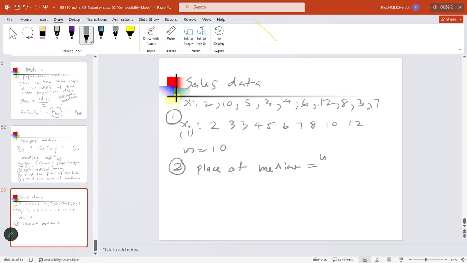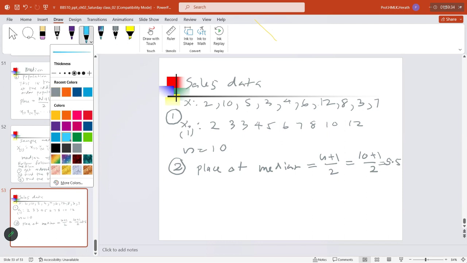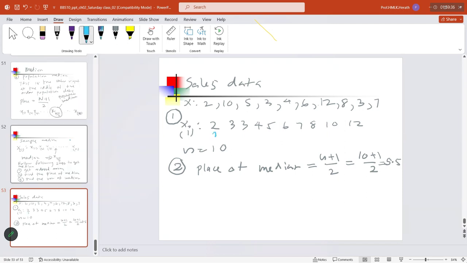Median equals (n plus 1) divided by 2, that equals 10 plus 1 divided by 2. So this is the 5.5th place. Right? Now, look at this. The first value, second value, third value, fourth value, fifth value, and sixth value. The 5.5th is in between these. So it is somewhere between these two, so then we estimate the median.